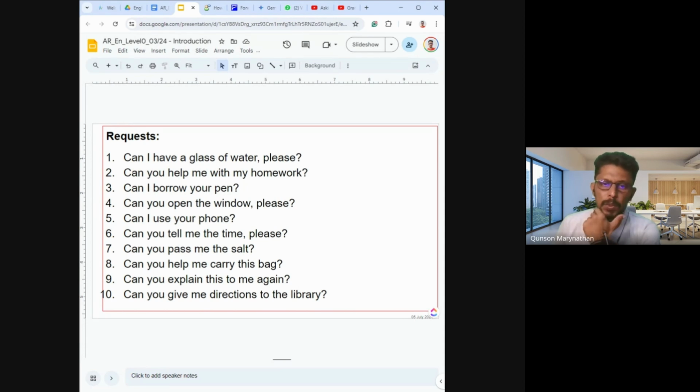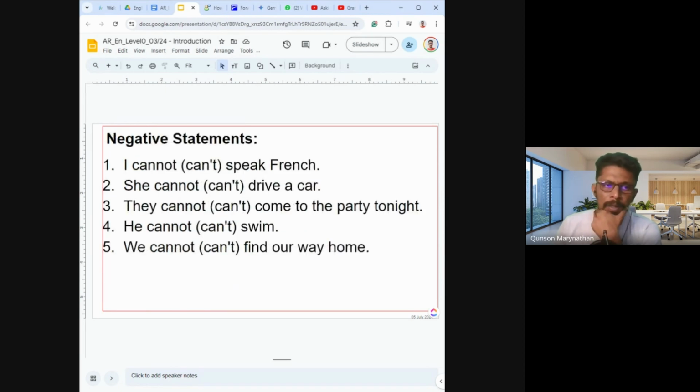And then we also looked at requests. How do you make requests with the word can? Can I have a glass of water, please? Can you help me with my homework? So there are things like this that you can request for. You can use the word can. And then you can also use the word can and the word not to express a few things that you are not able to do.